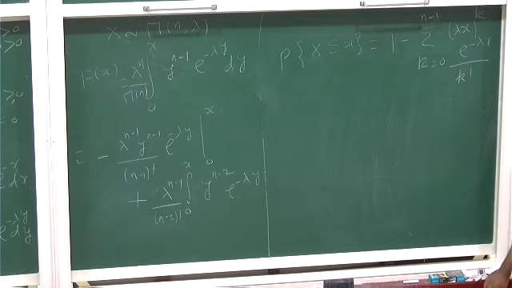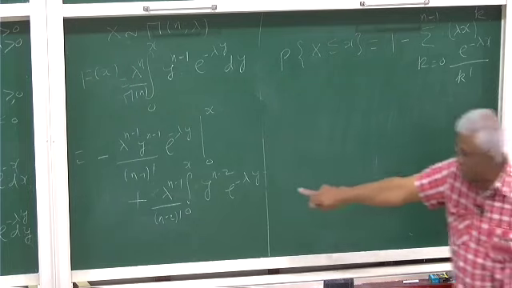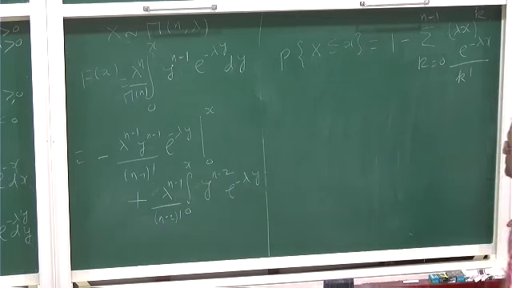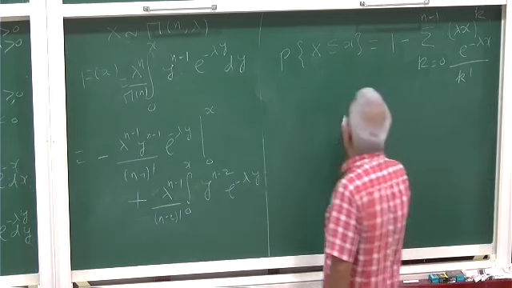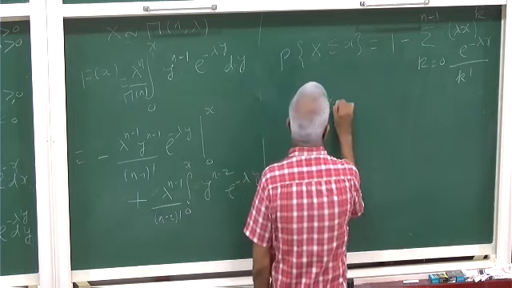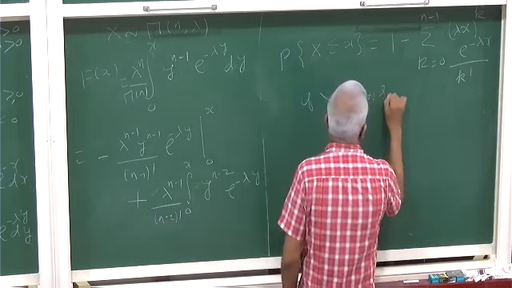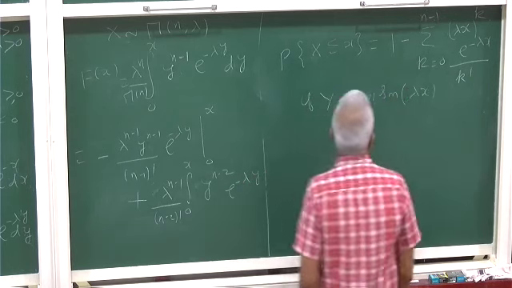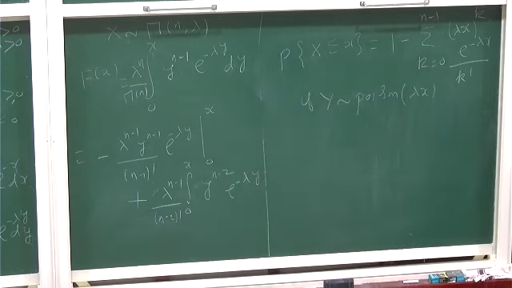There is no alternating sign. This always becomes plus. There is no alternating. So this says that if Y follows Poisson with lambda x, and the n comes from, I mean, we will use it later, so that's why I'm proving this.